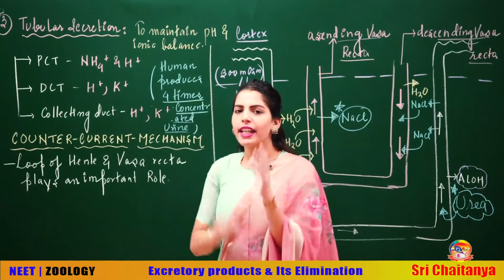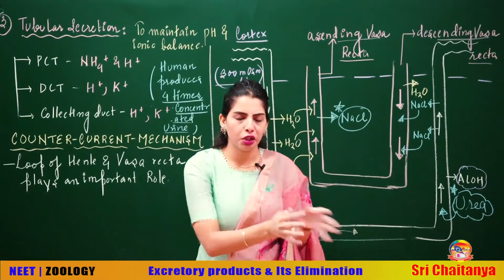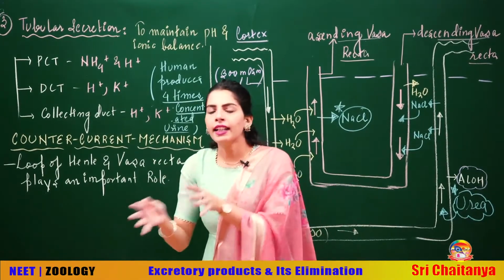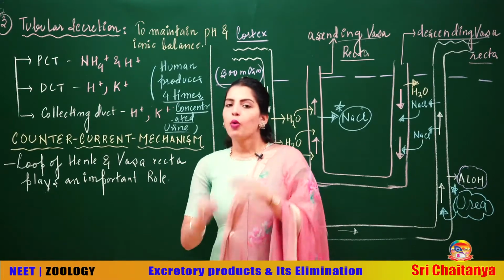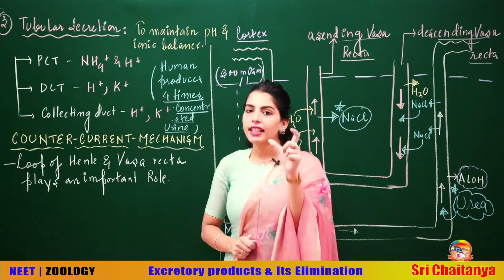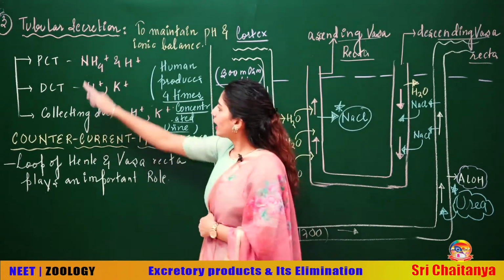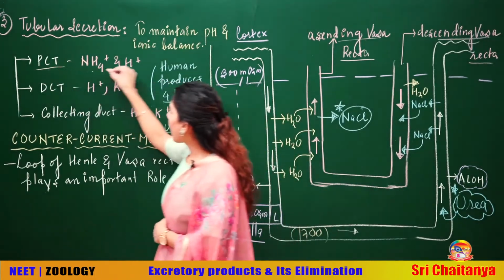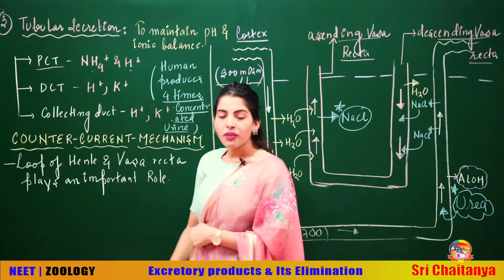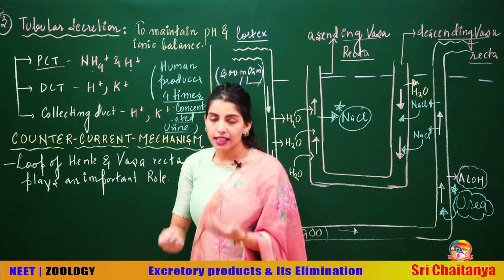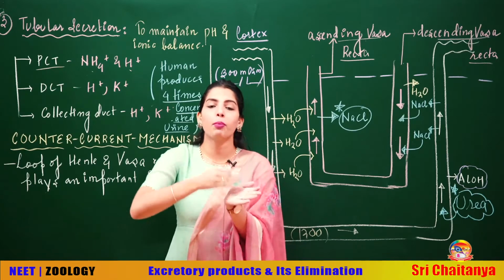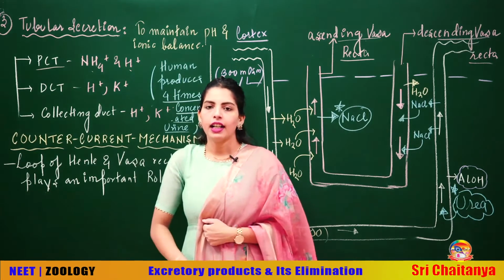Now students, there is a difference that is given in the theory of NCERT and in the diagram. But remember that the diagram is more correct. We will see which ions are secreted from which part. Talking about PCT, the ammonium ions and hydrogen ions are being secreted, and talking about secretion, it means you are putting everything into the filtrate, right?